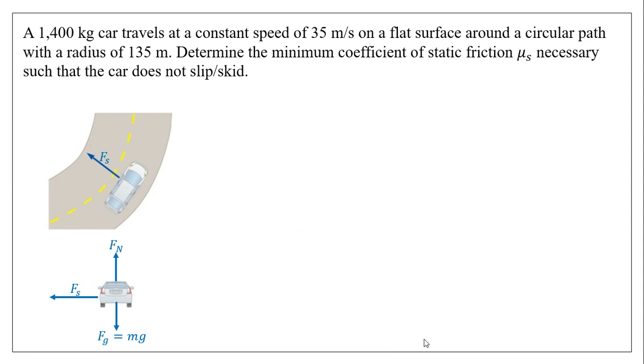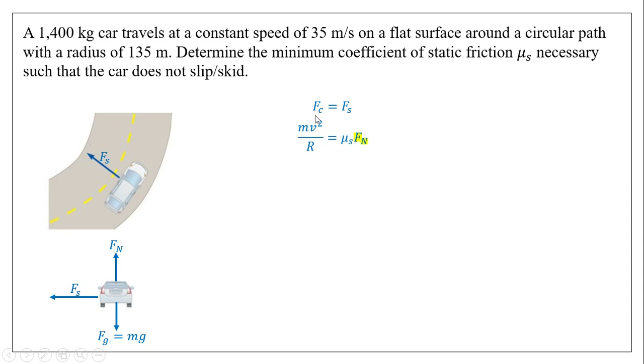Here's the next example. Similar, except you're just solving for a different quantity. Here it says a 1,400 kilogram car travels at a constant speed of 35 meters per second on a flat surface around a circular path of radius 135 meters. Determine the minimum coefficient of static friction needed in order for the car not to slip or skid. So same problem really, except instead of solving for V like we did in the last one, here it asks us to solve for mu S. So for practice, I want to set up the same statement.